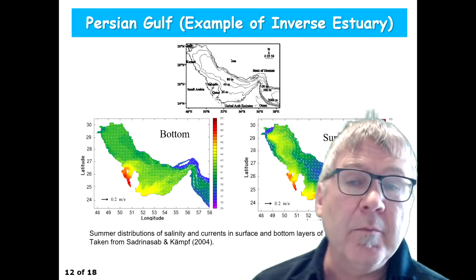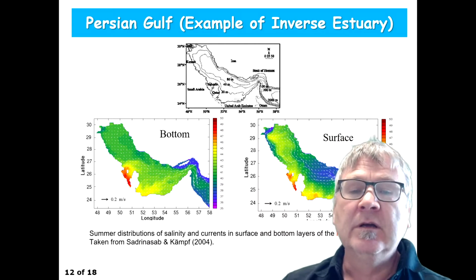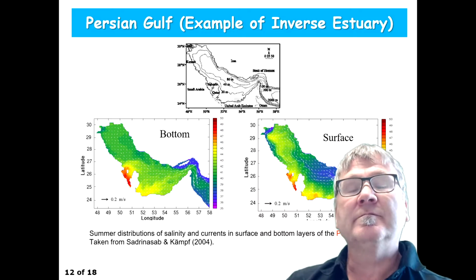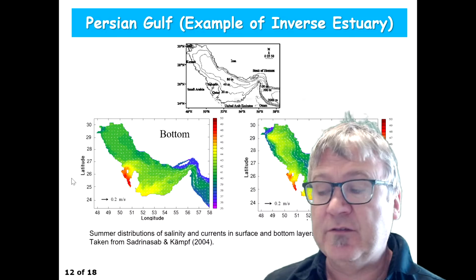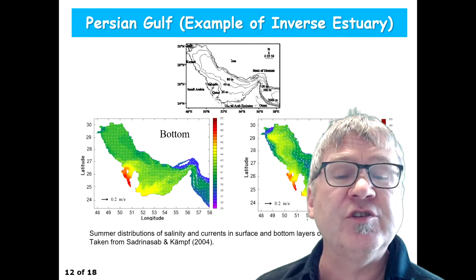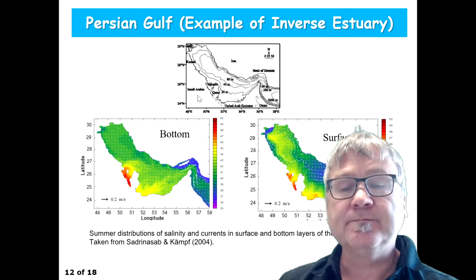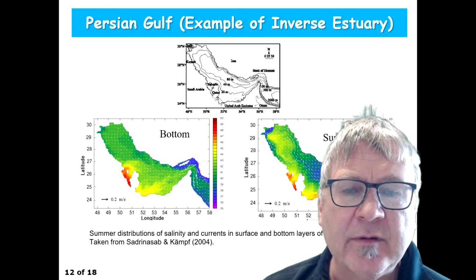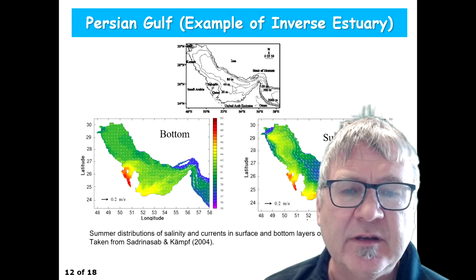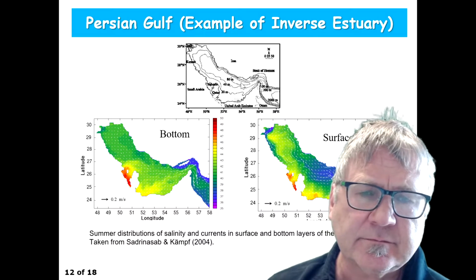Okay, so next example is the Persian Gulf. We discussed the Red Sea. Here's the Persian Gulf. The top figure shows you the bathymetry, the depth, and have a look at the numbers. Maybe hard to see here: 20 meters, 40 meters, 80 meters.